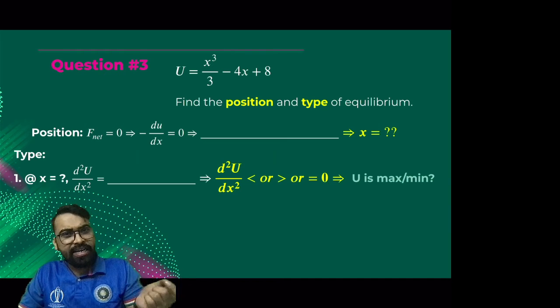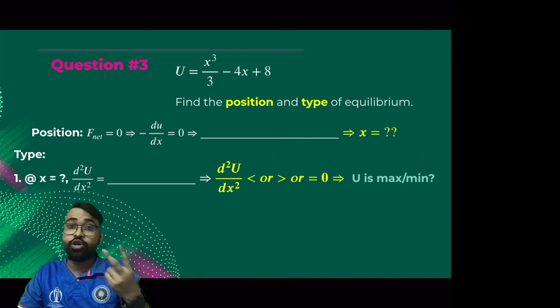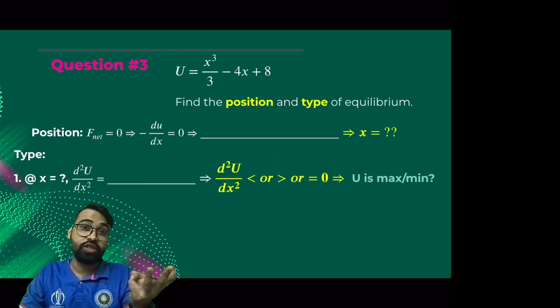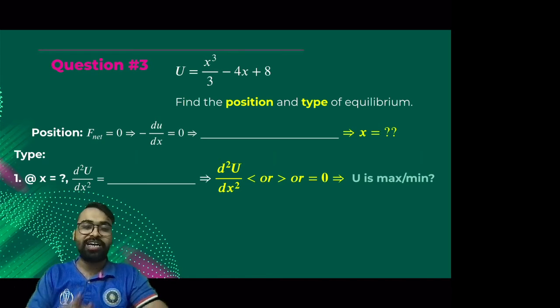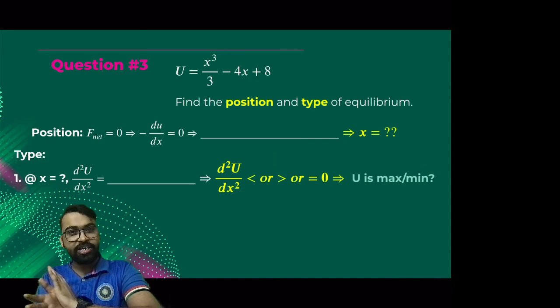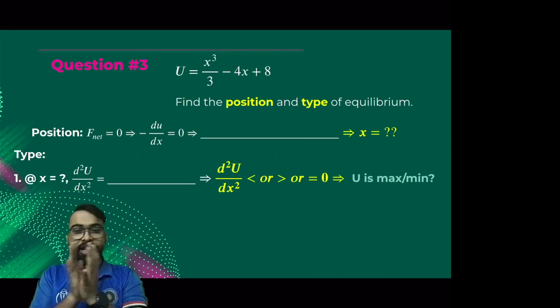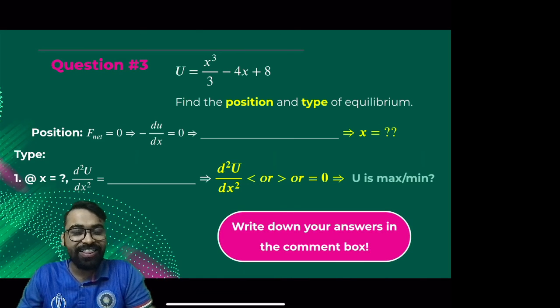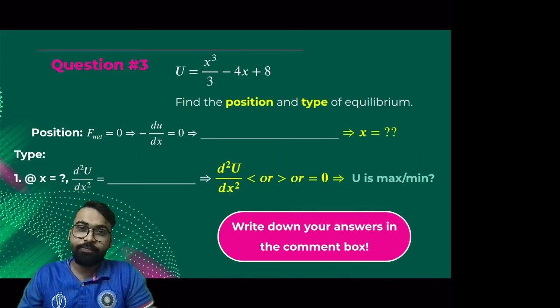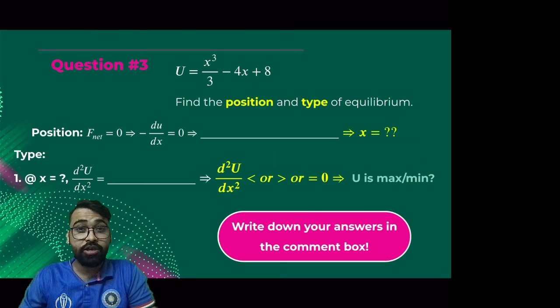Whether it's only at x equal to something, maybe there are 2 x's, you'll have to find twice. If 3, you'll have to find thrice. That is up to you. You have to judge whether u is maximum, u is minimum, d2u by dx2 is greater than or less than or equal to 0. Do let me know whatever answers you get in the comment box, and I will make sure that I respond to you so that you get your learning done right.